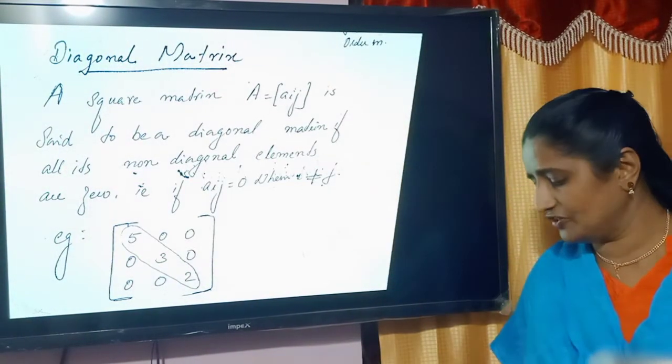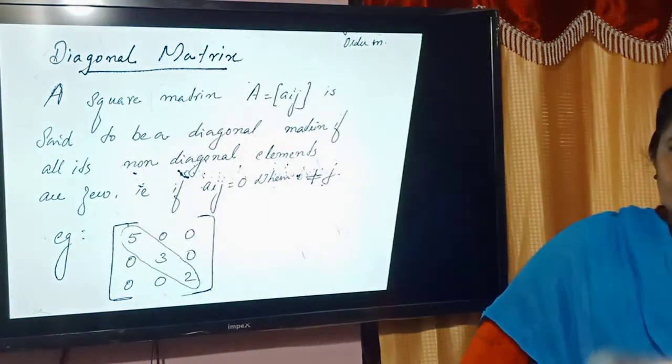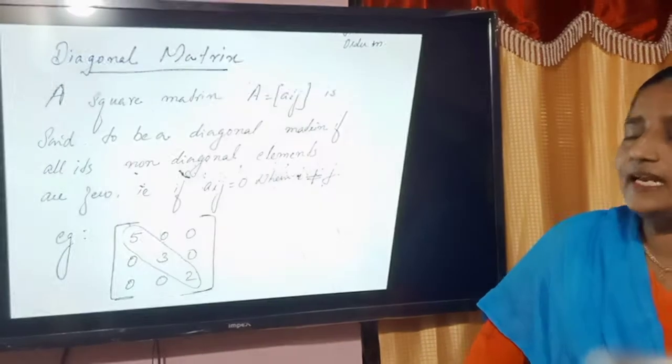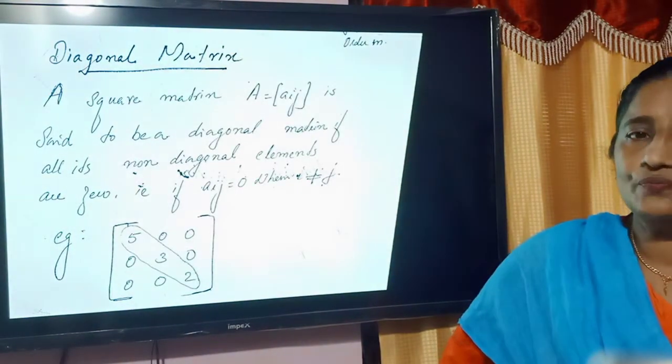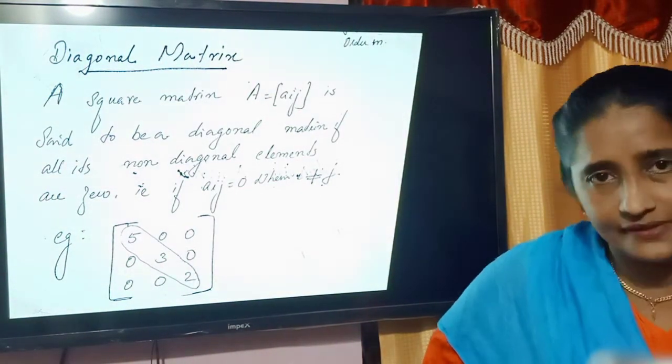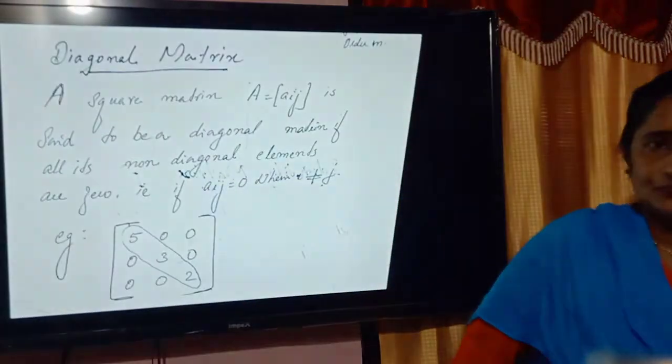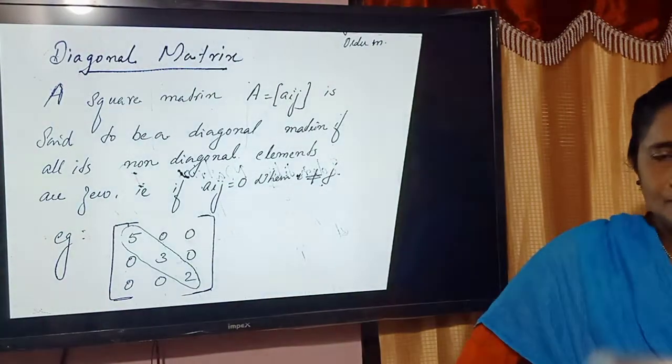Now write the definition of a diagonal matrix. All the non-diagonal elements are 0. Then we can say that it is a diagonal matrix. Is that clear?